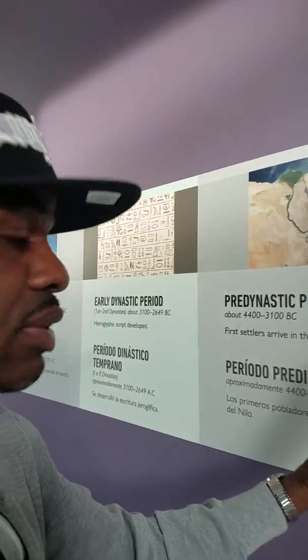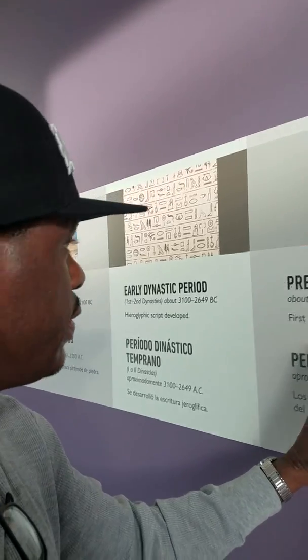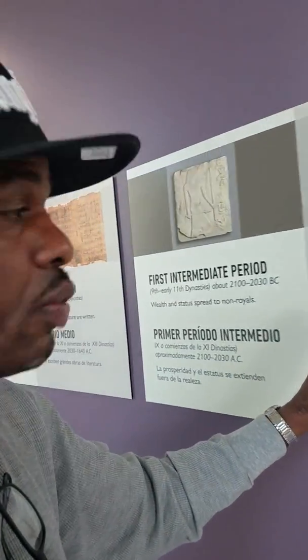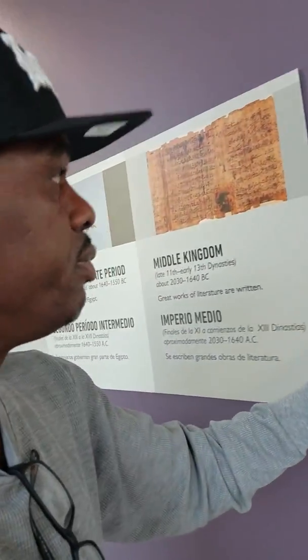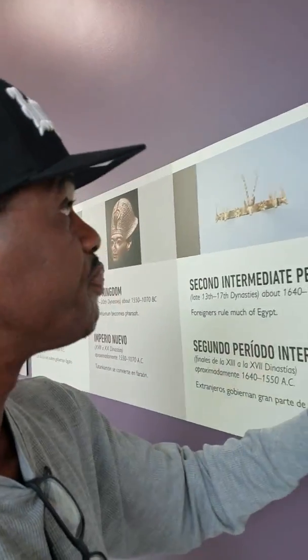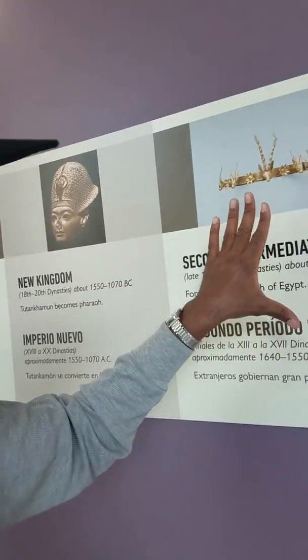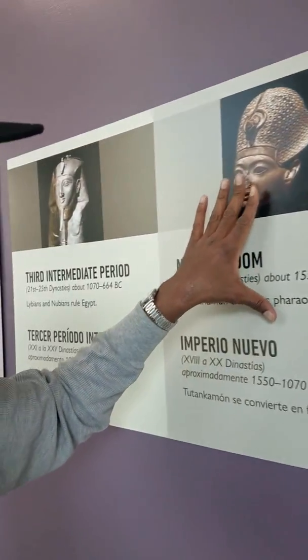So here's what they have when you come here about the pre-dynastic period, the early pre-dynastic age, and it goes through the Old Kingdom, the First Intermediate, the Middle Kingdom, and it shows some papyruses, no images of what the people look like, as you can see.